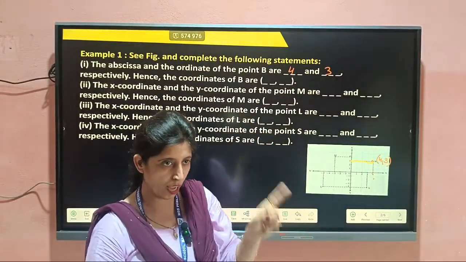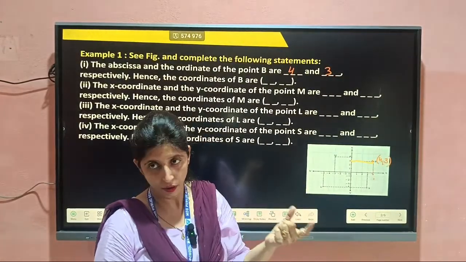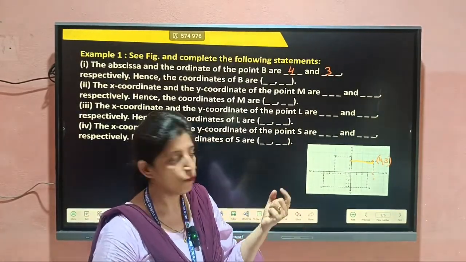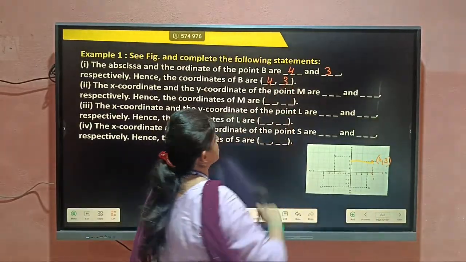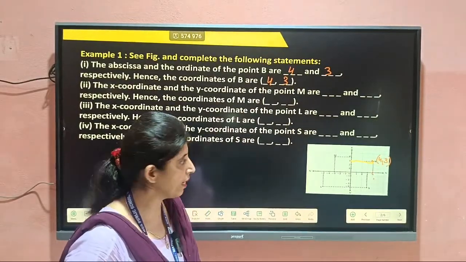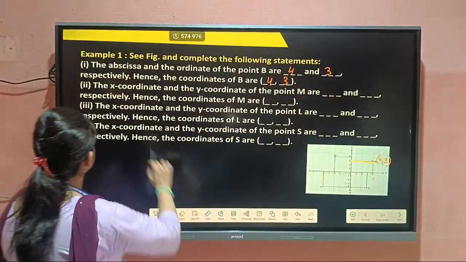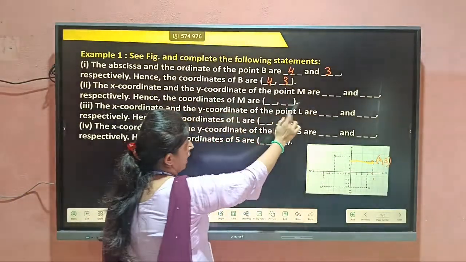Where x coordinate is 4, y is 3. So the full coordinate is 4 and 3. So the point is 4 and 3. This is our coordinate of B, 4 and 3. Got it? Next, the x coordinate and the y coordinate of the point M are.